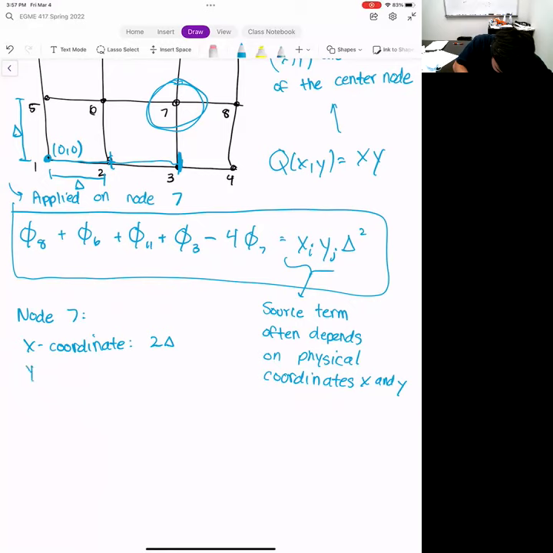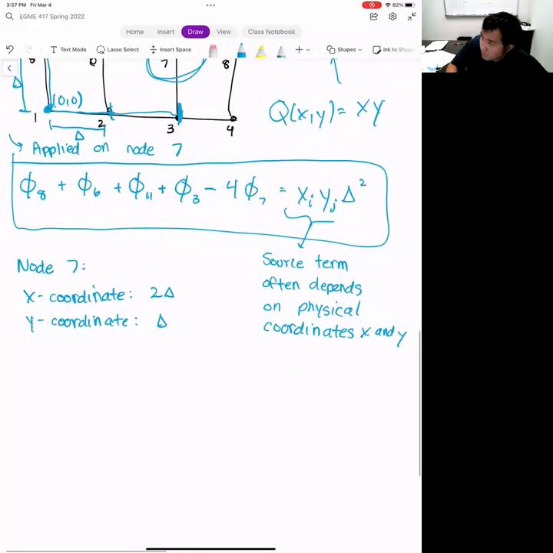Okay. Whereas the y coordinate, you can see we only have to go up by 1 delta, right? And so we start at the origin and we go up, okay? And we're already in line with node number 7. So the y-coordinate here is just going to be delta, okay? And so if I were to rewrite this equation with that knowledge in mind, we can have our full expression for this. Okay?